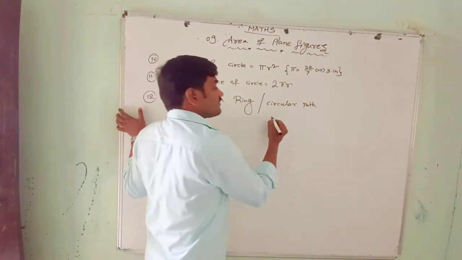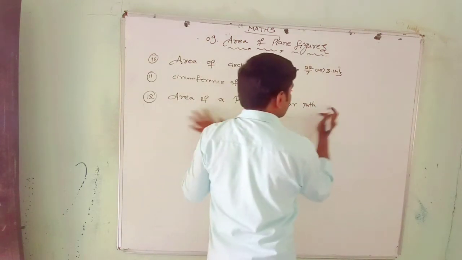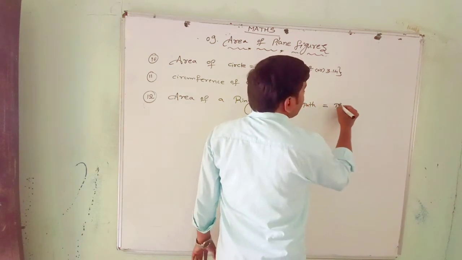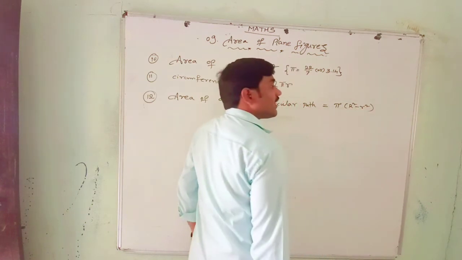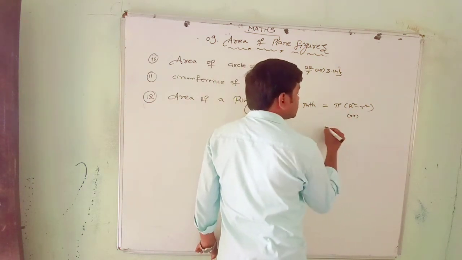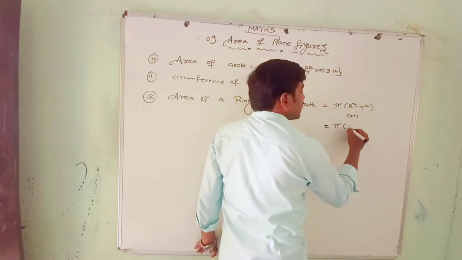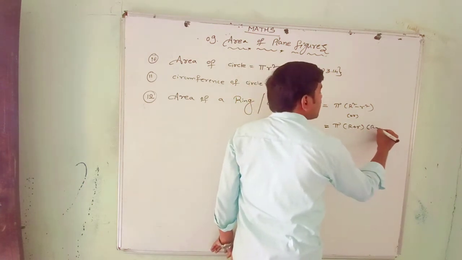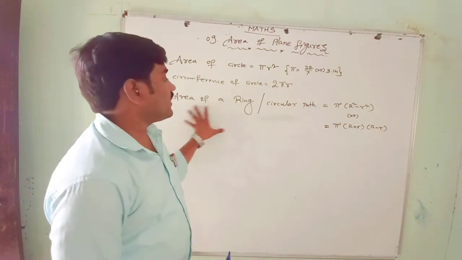So the area of circular path or area of the ring formula is pi of capital R square minus small r square. Or else we can also write this formula like this: pi of, it is in the form of a square minus b square, so we can write pi into capital R plus small r, of capital R minus small r. These are the formulas. Now we can use them to find out the area of the ring.